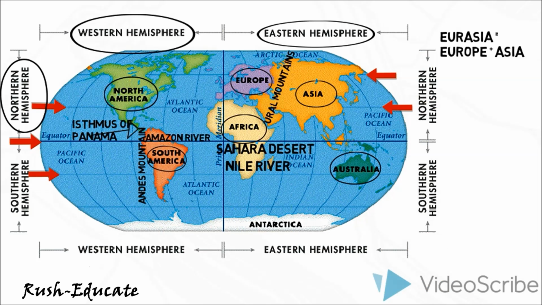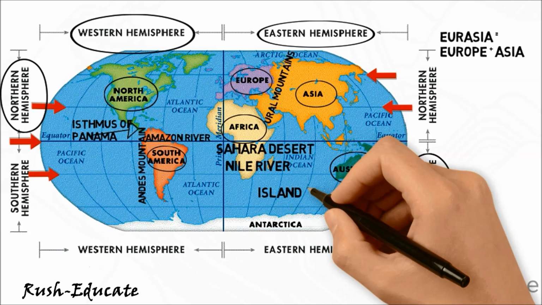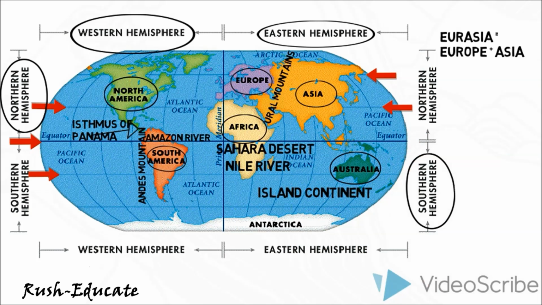Australia is the smallest continent that lies entirely in the southern hemisphere. It is surrounded on all sides by the oceans and seas. It is called an island continent.